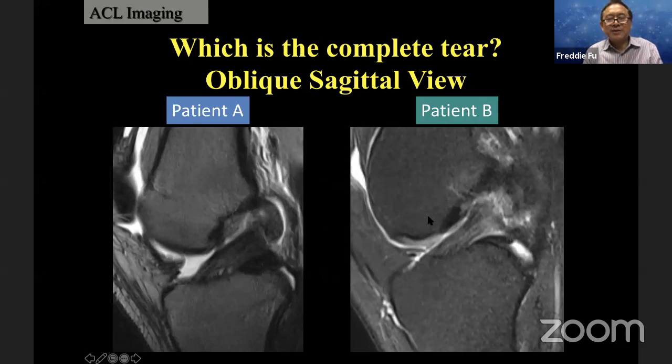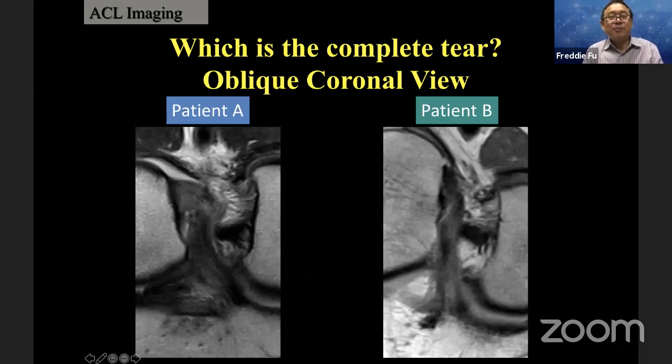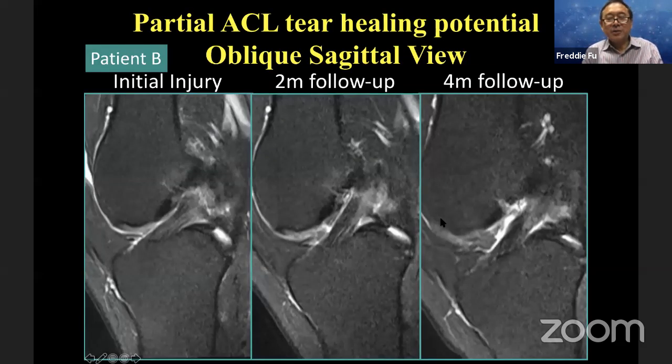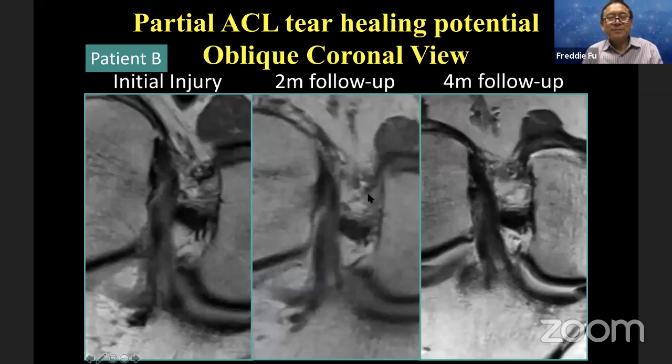Which one is a complete tear? Can you tell? You cannot tell, right? Because you don't have this special cut. If you do a special oblique cut, you can see this is a partial tear. This is intact here, and this is a complete tear, okay? So essentially, this one is more stable, and this one actually can heal without surgery. You can see it heals up pretty good.